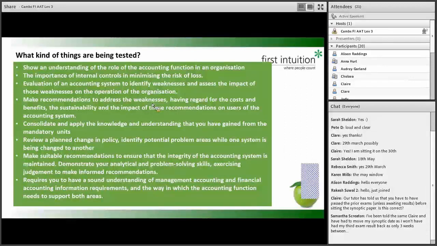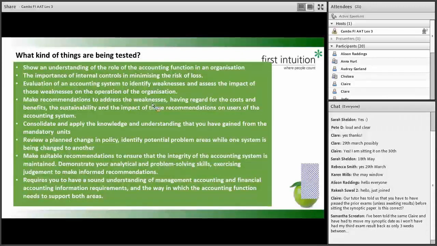And having a sound understanding of management accounting and our financial accounting information requirements, and how both areas need each other. There's an overlap in information. If we're complying with accounting standards, if we've got the systems and processes in place that are needed from a financial accounting point of view to comply with those standards, that improves the information that's available from a management accounting point of view as well.